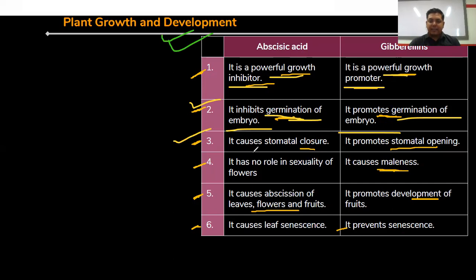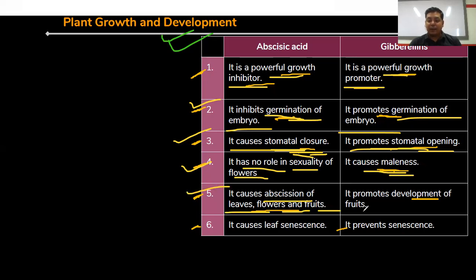Clear? In case of abscisic acid, it causes stomatal closure. Yes, obviously in stress condition they are closed, and in case of gibberellins, they are promoting stomatal opening. In case of abscisic acid, it has no role in sexuality of flowers. In case of gibberellins, it causes maleness. In case of abscisic acid, it causes abscission of leaves, flowers, and fruits. In case of gibberellins, it promotes development of fruits. Clear? In case of abscisic acid, they cause leaf senescence, and in case of gibberellins, they prevent senescence. Clear?